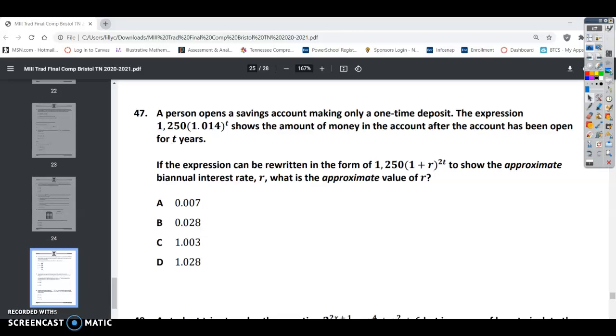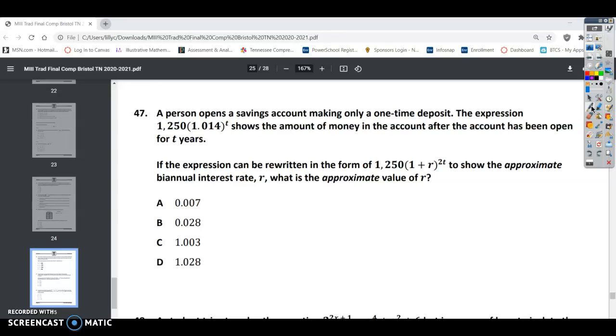Math 3, final benchmark, question 47. A person opens a savings account making only a one-time deposit. The expression 1,250 times 1.014 raised to the t power shows the amount of money in the account after the account has been open for t years.